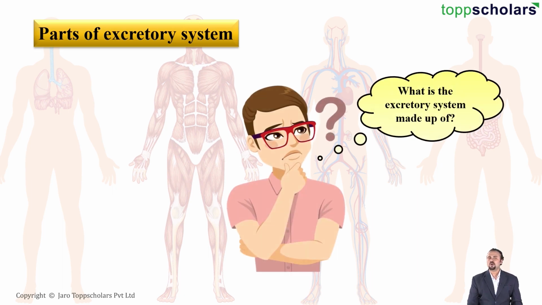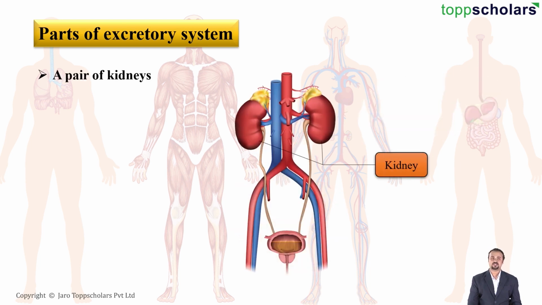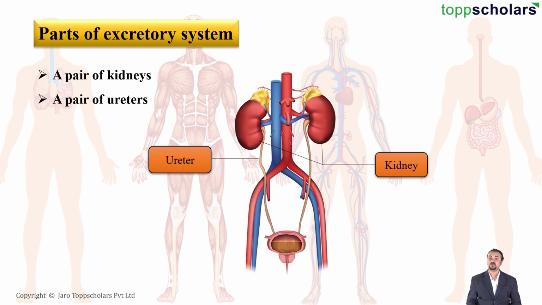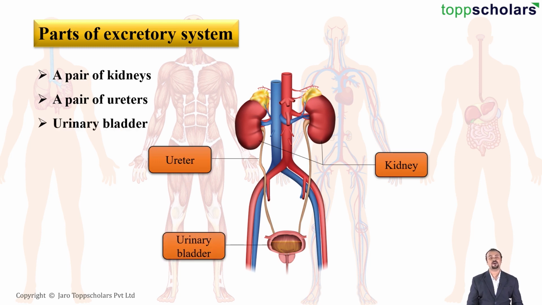You might be thinking, what exactly is the excretory system made up of? Let me tell you students, the primary excretory organ is the kidneys, and we have a pair of kidneys. Then we have a pair of long tubes called the ureters which carry the urine from the kidney, as you can see, to the urinary bladder. Then we have a single median urinary bladder which collects and temporarily stores urine, and finally we have a single median tube called the urethra which throws out the urine from the body outside.